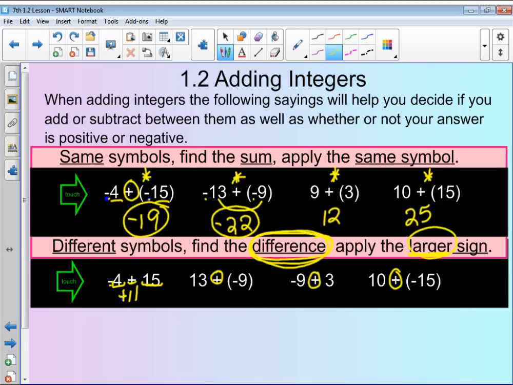Okay, so let's go through and try another one. Different symbols, find the difference. So we have different symbols.